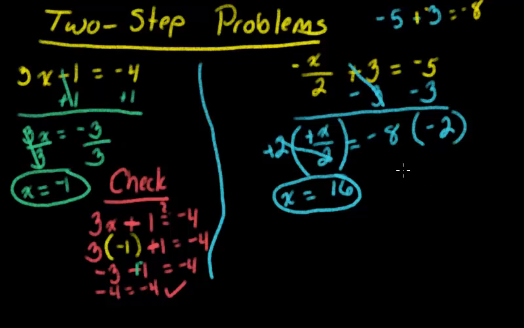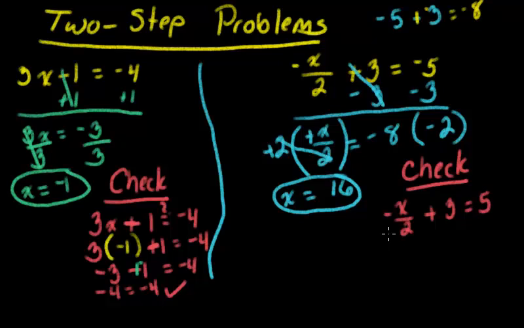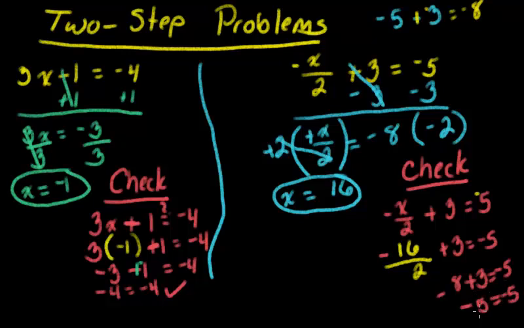Again, to check, write out the original problem. That's negative x divided by 2 plus 3 equals negative 5. Now we're going to say negative 16, divided by 2, plus 3 equals negative 5. We get negative 8 plus 3 equals negative 5, and we get negative 5 equals negative 5.